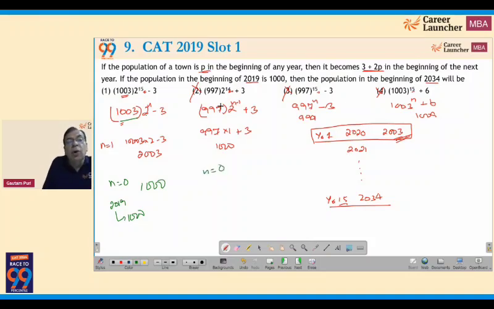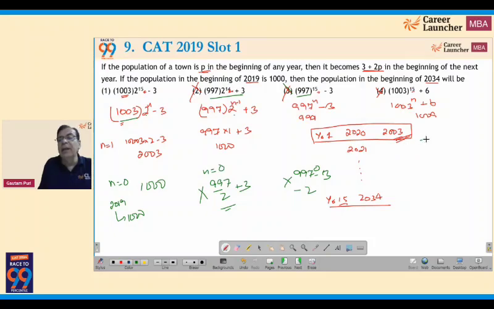For n equal to 0, choice 2 would have been 997 by 2 plus 3. Wrong choice, because number of people cannot be in decimal. For choice 3, n equal to 0 would be 997 raised to power 0 minus 3, which is minus 2. And similarly, for n equal to 0, this would have been 1003 raised to power 0 plus 6, which is equal to 7. Wrong choice. So we could have checked for n equal to 0 and 1. The idea is you convert into a general case and check for n equal to 0, 1, 2 because these are numbers which are easy to handle.